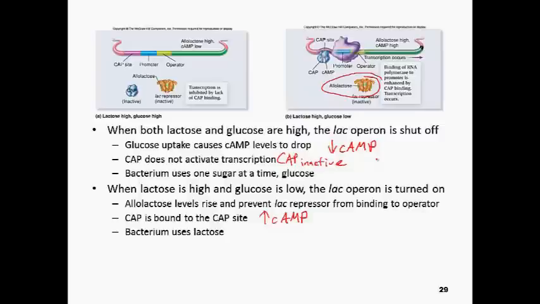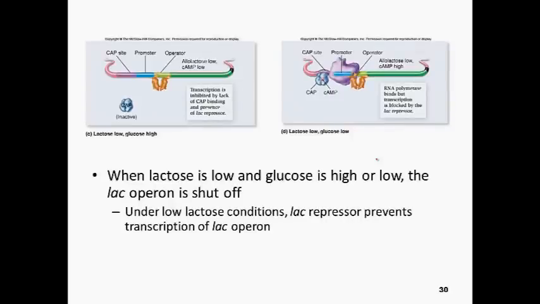It's a really elegant system. It's establishing what's happening in an environment, and it's making changes in gene expression in order to respond. Now, when lactose is low and glucose is high or low, the operon is shut off. The reason being, no lactose, no allolactose, the lac repressor wins out. No matter if CAP is bound or not, the repressor will not allow RNA polymerase to establish itself and express the operon.